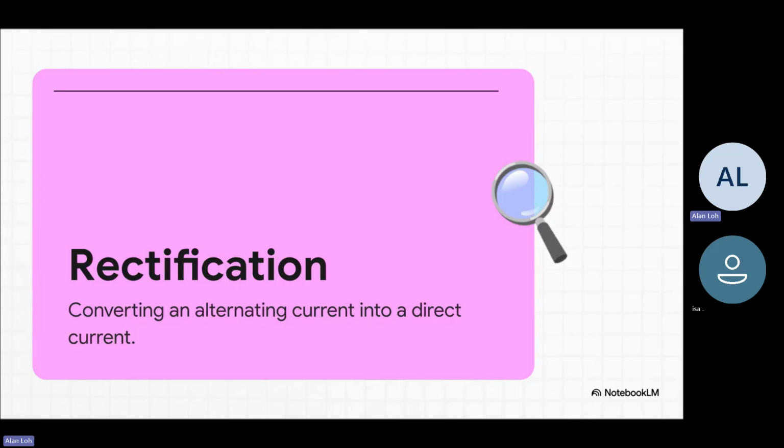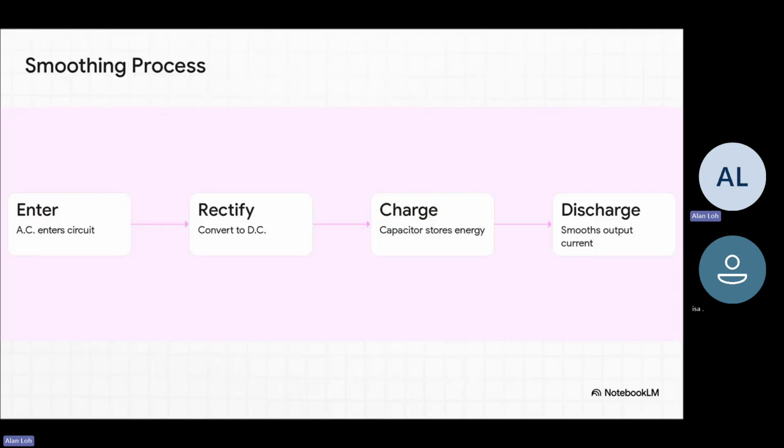So diodes act as that critical bridge, rectifying that alternating cycle into one single usable direction. But here's the catch. Rectification alone leaves us with a pulsing, kind of bumpy direct current. And delicate electronics really hate bumpy power. So we have to introduce a smoothing process. And we do this using a capacitor.